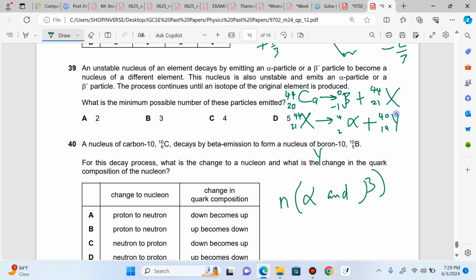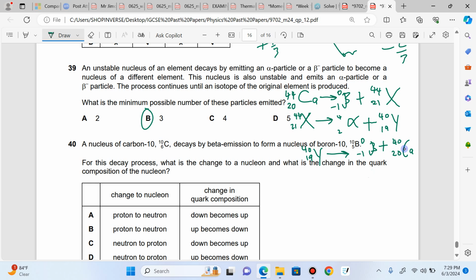When this Y that is formed, 40, 19, undergoes a beta decay, beta minus 1, 0, what will be formed? 19 minus 1, that will be 20. Okay, now we have our calcium back. 40 minus 0, that will be 40. We have our calcium. So the minimum stages it can go through is 3 stages, okay? A beta decay, alpha decay, and beta decay. Minimum we can have is 3.